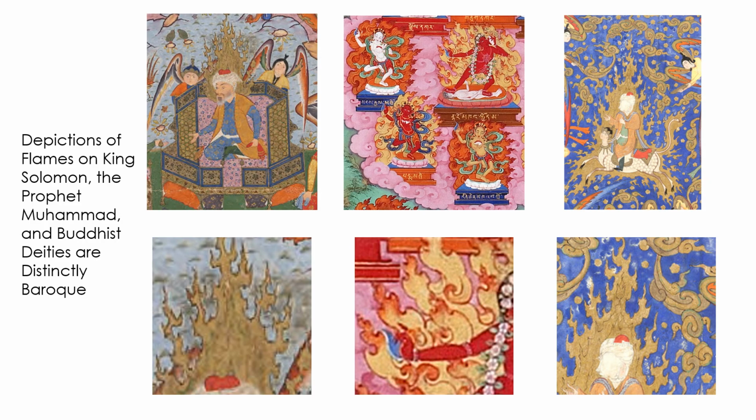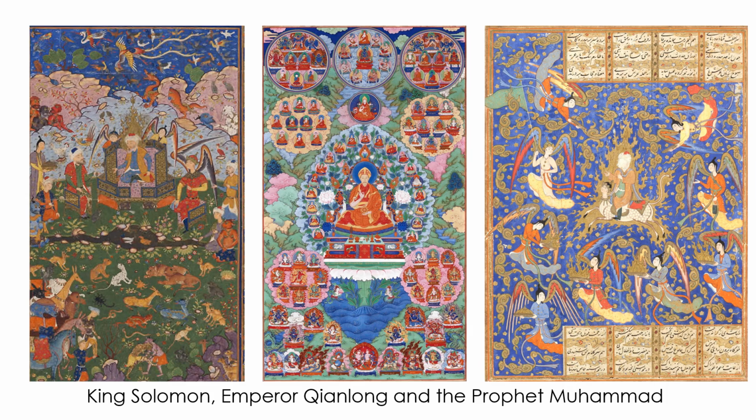I also found the flames surrounding the various Buddhist deities in the lower half of the composition to be almost identical to the flames used by the Shiraz school to denote the divinity of King Solomon and the Prophet Muhammad. Shown together, these pieces are so similar in their composition and communication that they could almost form a triptych. They would look quite at home displayed in the same gallery or hung upon the same wall.